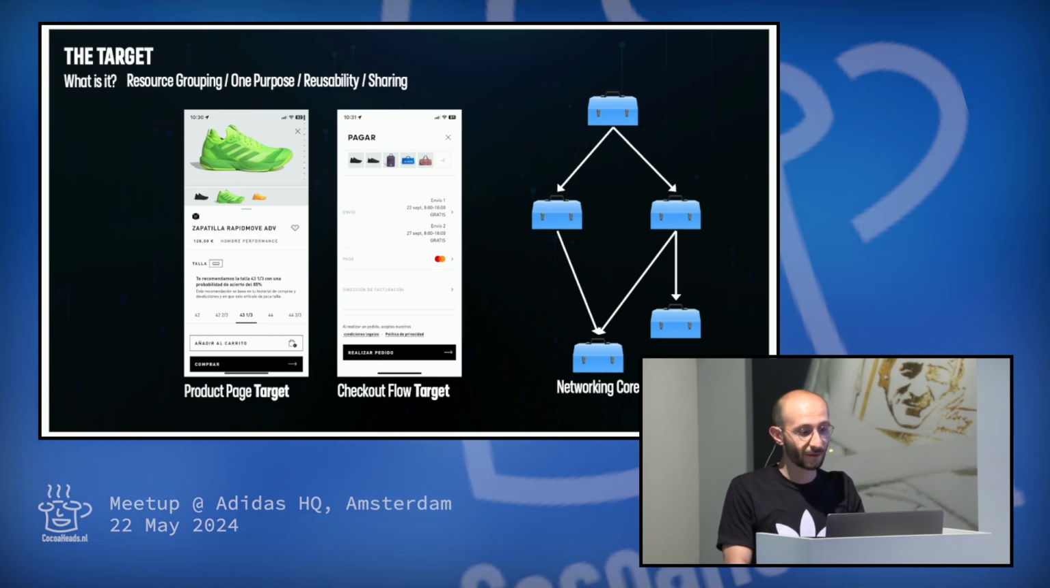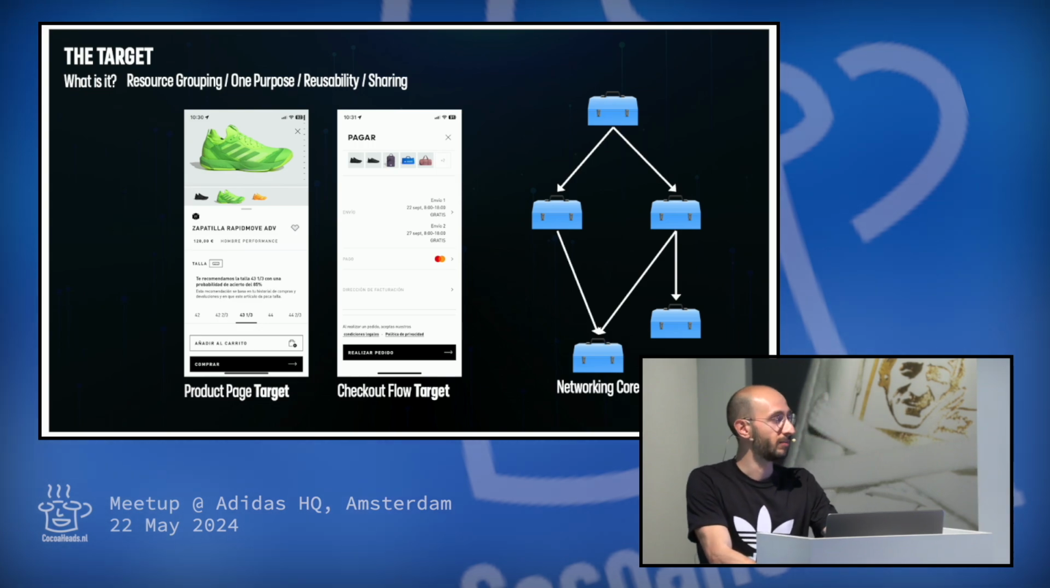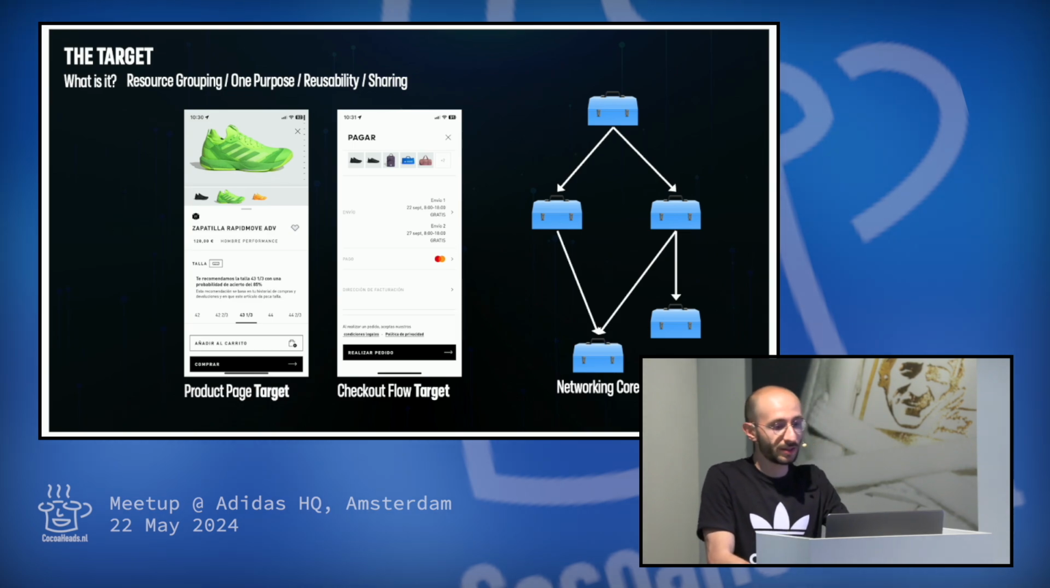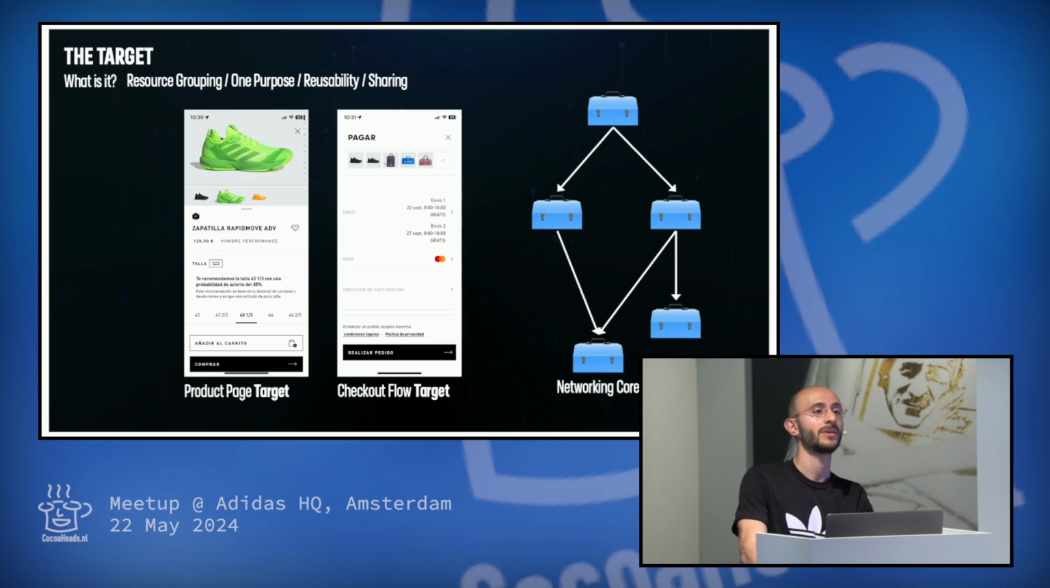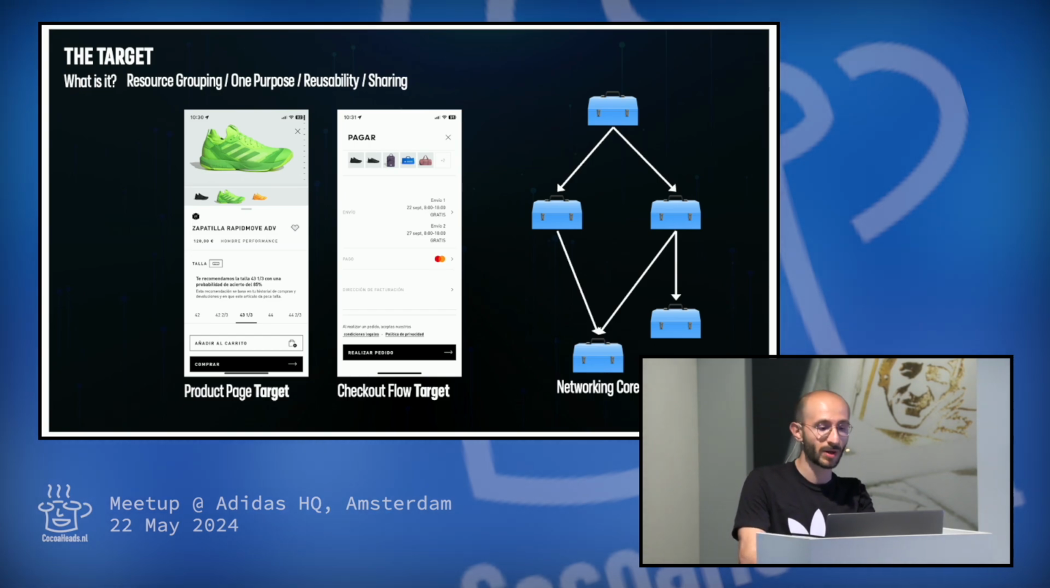Now, normally, as those grow, we tend to split them to improve speed and improve architecture. As we see here at the bottom, we have the networking core. This is an example of one target that contains some important things we use to contact our gateway or our APIs. And this is used by multiple different targets.